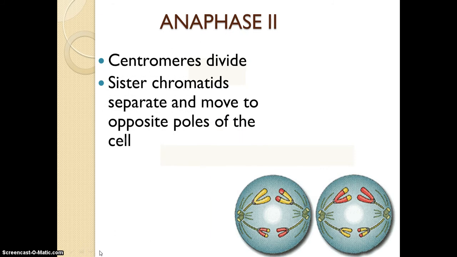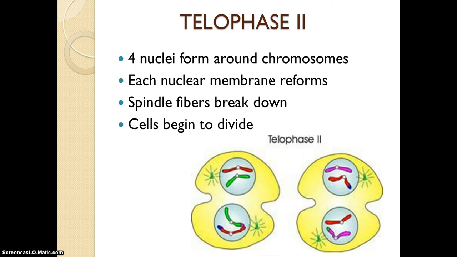Anaphase 2 is the third step of Meiosis 2. The centromeres will split and pull those sister chromatids to the opposite poles of the cell. The fourth step of Meiosis 2 is telophase 2. There will be 4 nuclei reforming, spindles will break down, and we will now begin to form 4 cells.